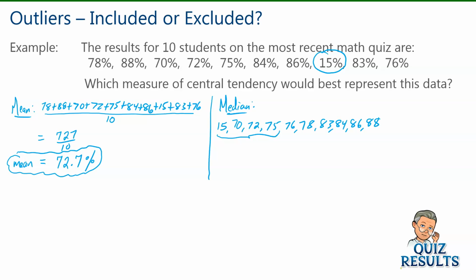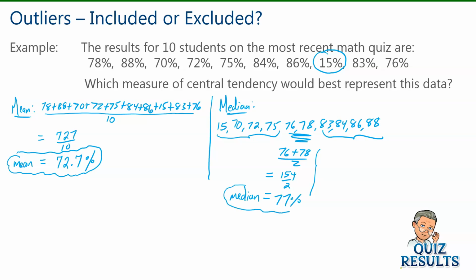I grouped the first 4. I grouped the last 4. In the middle, 76 and 78. And the midpoint of 76 and 78 will be 77. Whether or not you show the calculation there of the mean of those two values, that's up to you. Either way, our median is 77%.